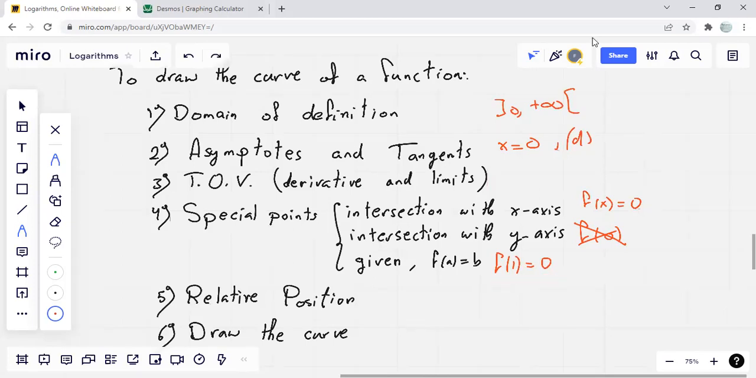Now after that we want to see the relative position, which we also found: when the curve is below the asymptote, when it is above the asymptote, and then we finally draw the curve.